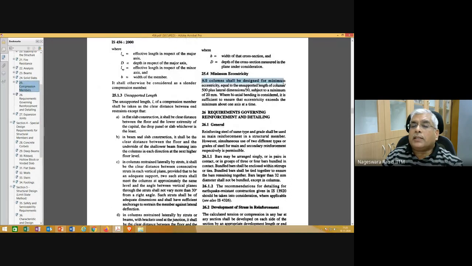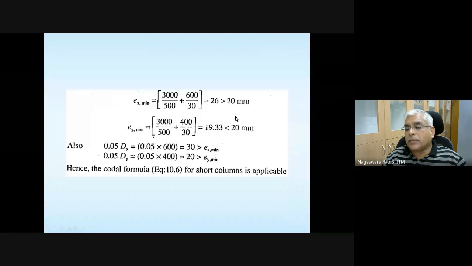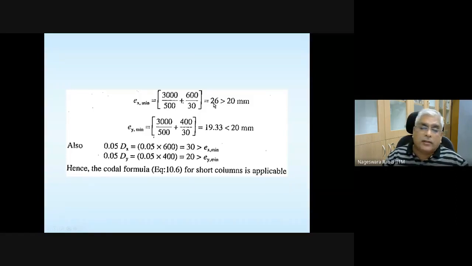All columns shall be designed for minimum eccentricity equal to unsupported length of column divided by 500 plus lateral dimension divided by 30, subject to a minimum of 20 mm. That is what is done with respect to the major axis and the minor axis, and the not less than 20 mm check is also made. If it is less than 20 mm, take it as 20 mm. Sorry, if it is more than 20 mm, you take that particular value.